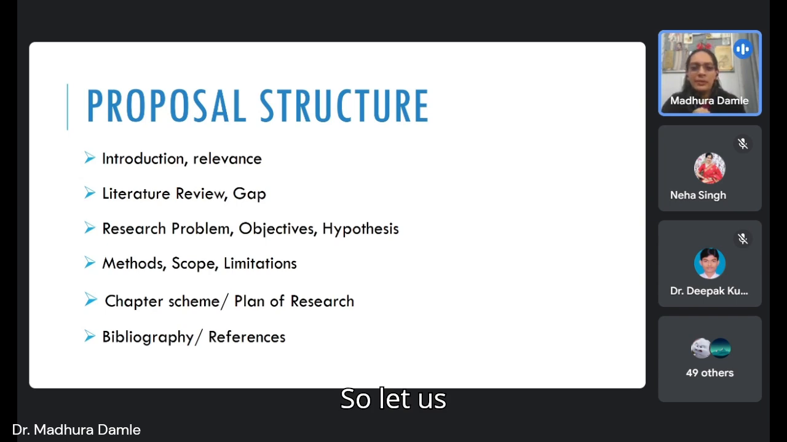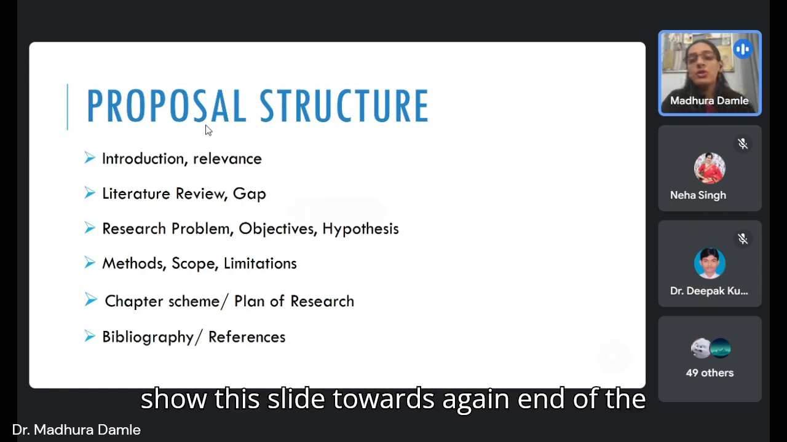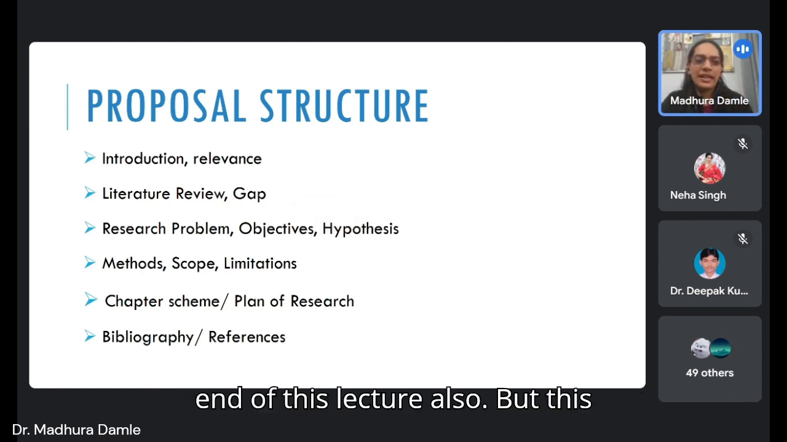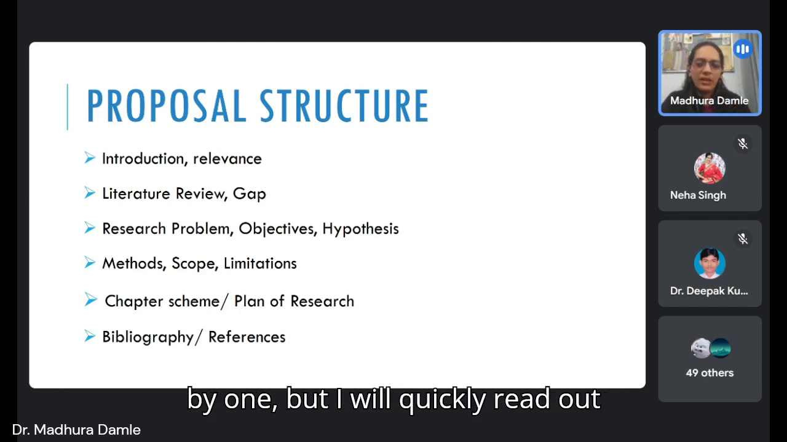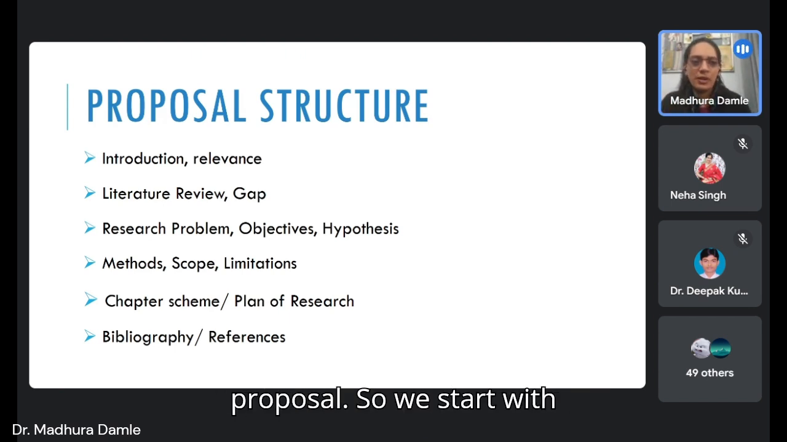So let us start. I'm going to show this slide again towards the end of this lecture also. But this is like the quick glance. So we will look at all these points one by one, but I will quickly read out a typical structure of a research proposal. So we start with introduction and explain a bit of relevance.